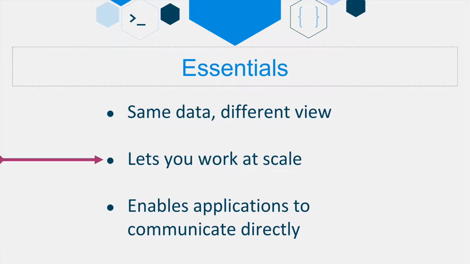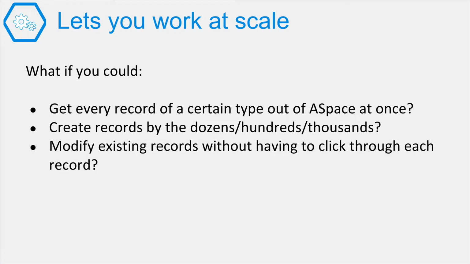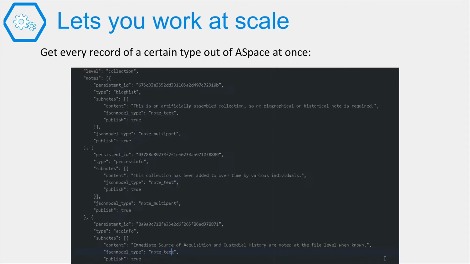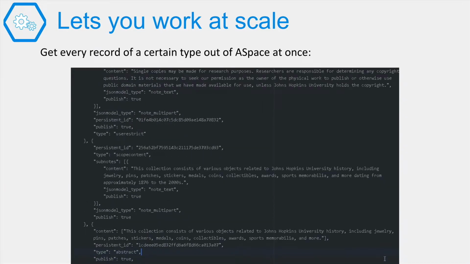Concept number 2, it lets you work at scale. So, what if you could get every single record of a certain type out of ArchivesSpace at once? Interested? What if you could create records by the dozens, hundreds, thousands? If anybody really wants to test it, try it by the millions. What if you want to modify existing records without having to click, click, click?